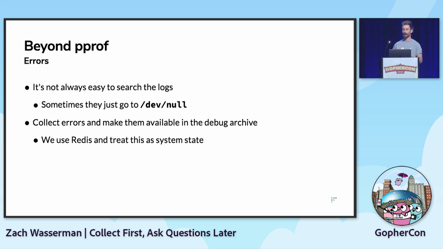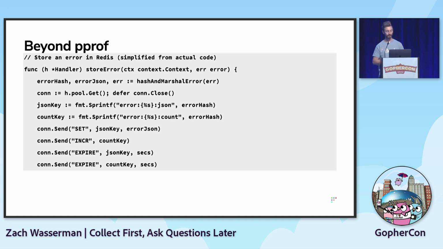So we collect the errors. We treat this as system state. So we collect the errors across all of the different processes that are running, all the different fleet servers that are running behind the load balancer. We store those in Redis, and then we can pull them back out as part of that system state when we create the debug archive.